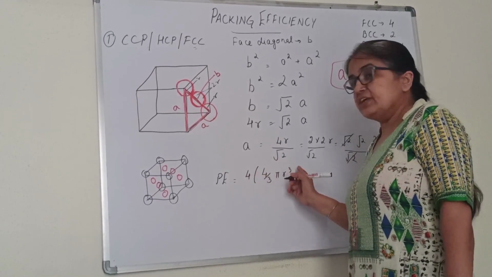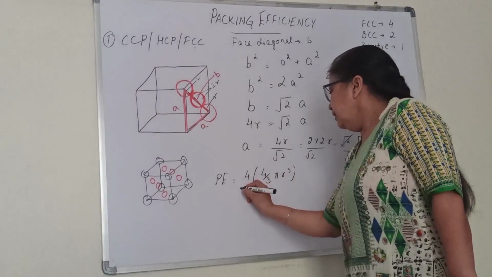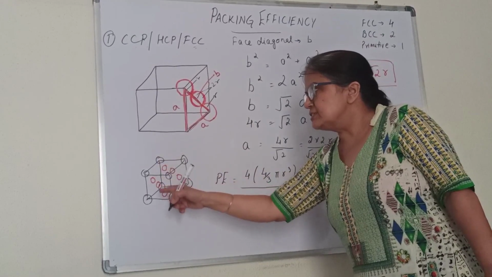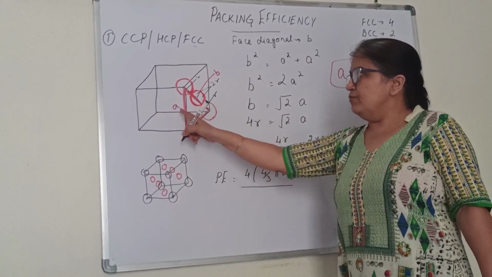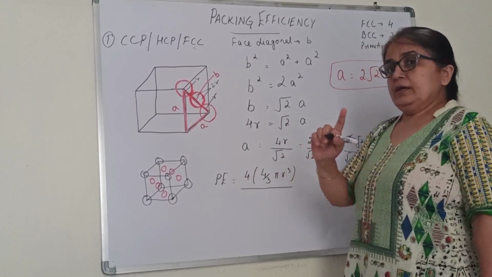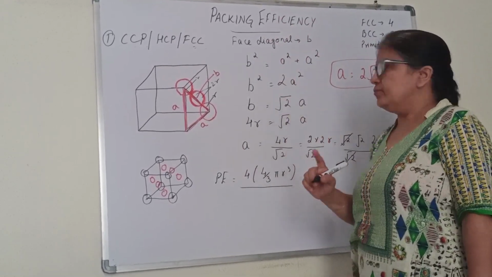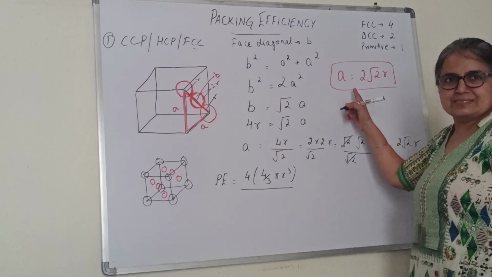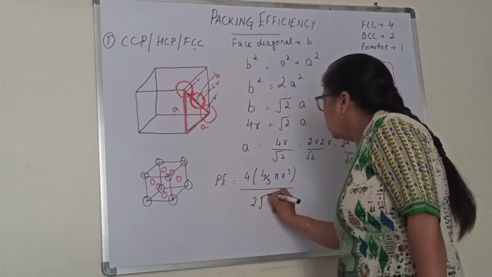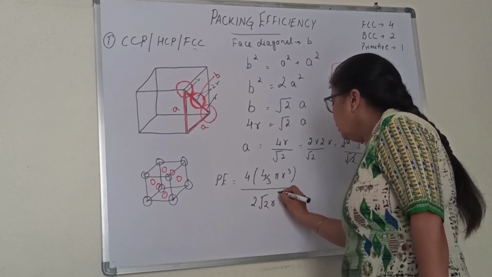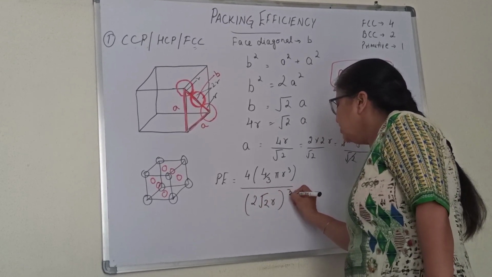For 4 atoms, what is the volume? Divided by what is the volume of this whole cube? The edge length is A. Now A cube will be the volume of this. So instead of A, children, I am writing this. So it will be what? 2 root 2 R, for this cube we are finding.